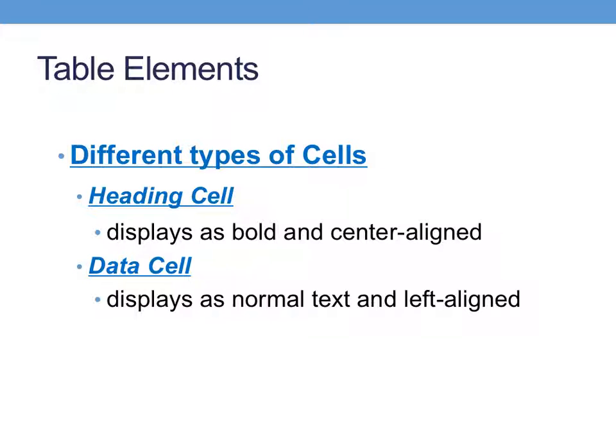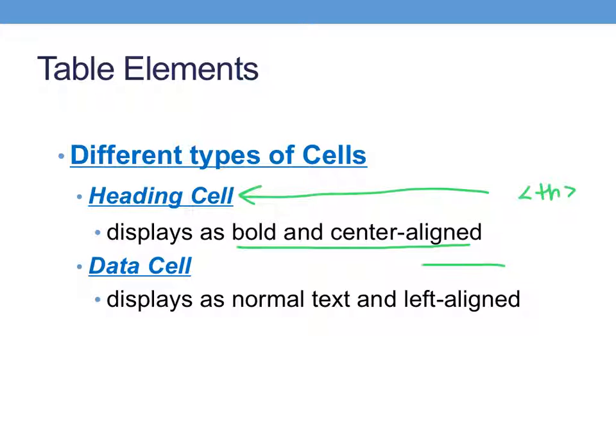As you noticed in the previous tables, that first row of information had different formatting that belonged to it. That's because we have two different types of data cells that we can add into our table. One of them is called the heading cell. If we use a heading cell, which uses the TH tag, it will automatically display things as bold and centered. Normally, you want the first row of a table to be different because those are the headings for the rest of the information in your table. So again, it will automatically display as bold and center aligned.